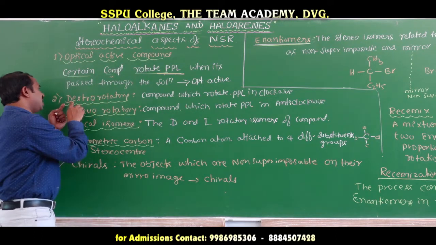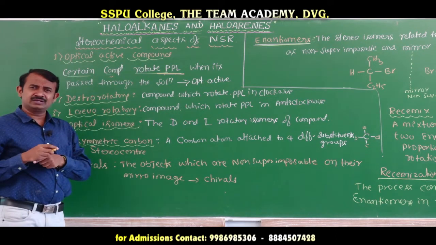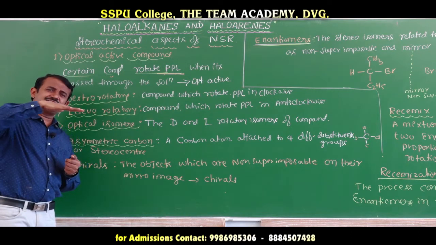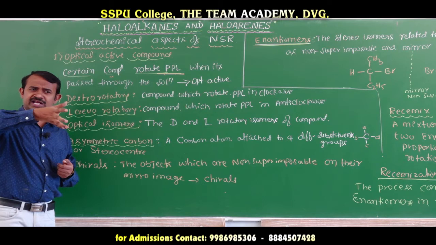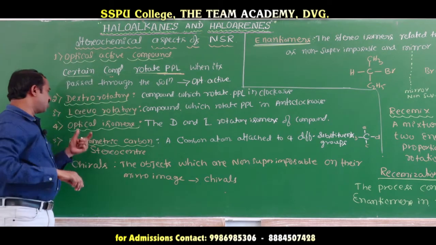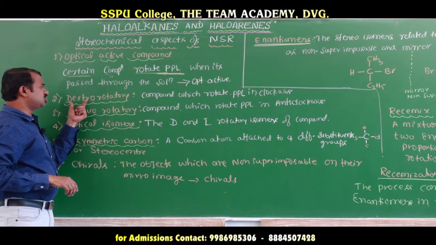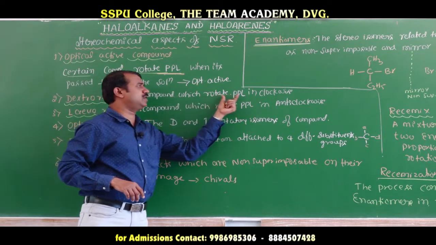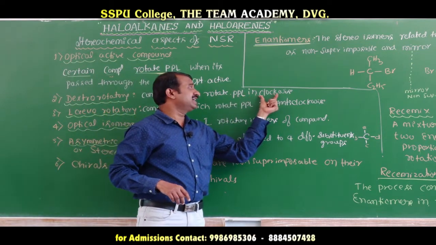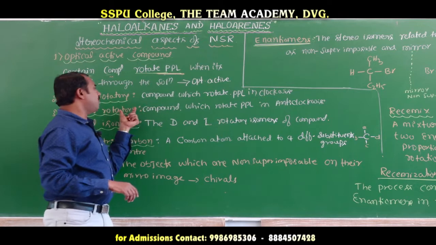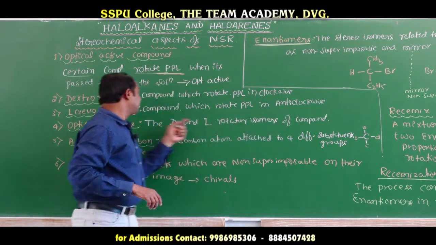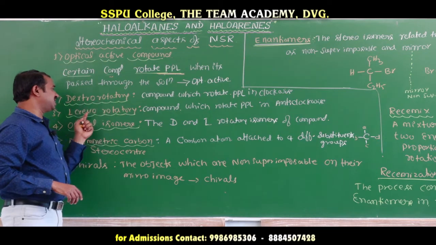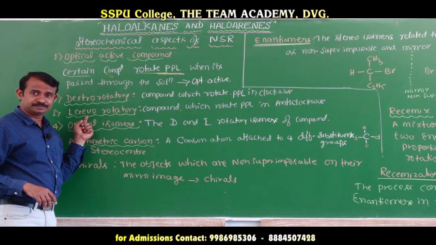Next one, what is dextrorotatory? When plane polarized light is passed through an optically active compound, if it rotates clockwise it is called dextrorotatory. If it rotates anti-clockwise it is called laevorotatory. Dextro and laevo mean compounds which rotate plane polarized light clockwise and anti-clockwise respectively.